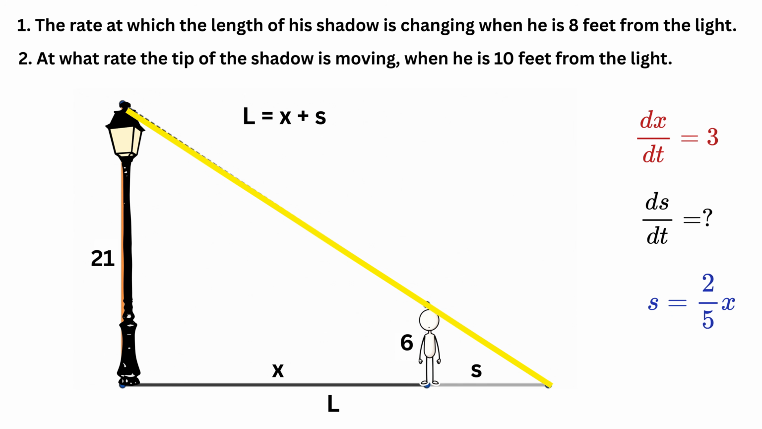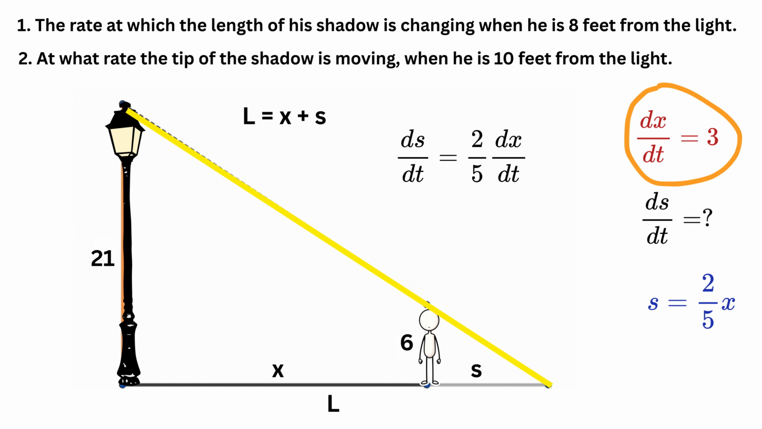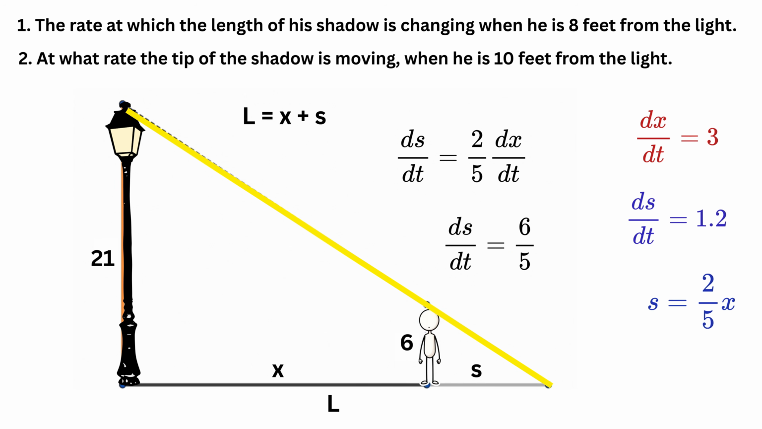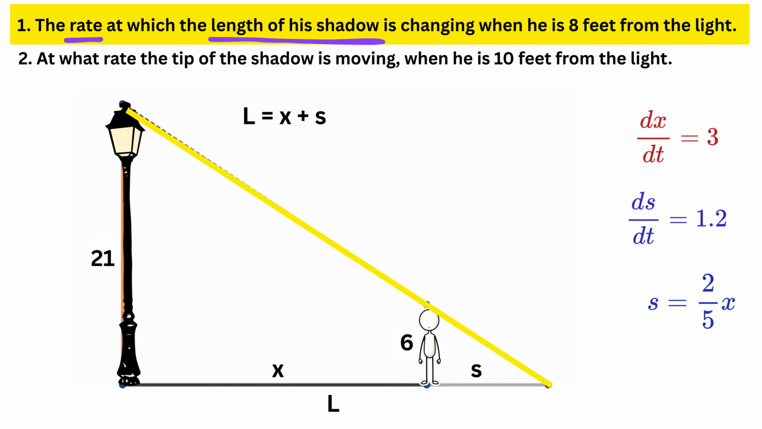Since both s and x change with time, we differentiate both sides of the equation with respect to time. Doing this gives us the rate of change of s, or ds over dt, equals 2 over 5 times the rate of change of x, or dx over dt. We already know that dx over dt is 3 feet per second, so ds over dt equals 2 over 5 times 3, or 6 over 5, which is 1.2 feet per second. This answers the first part of the problem and tells us how fast the shadow itself is growing.